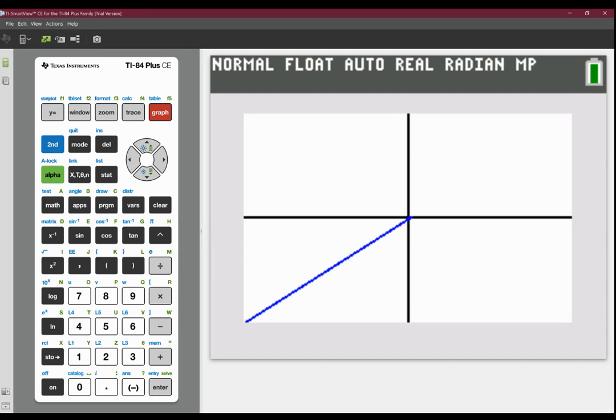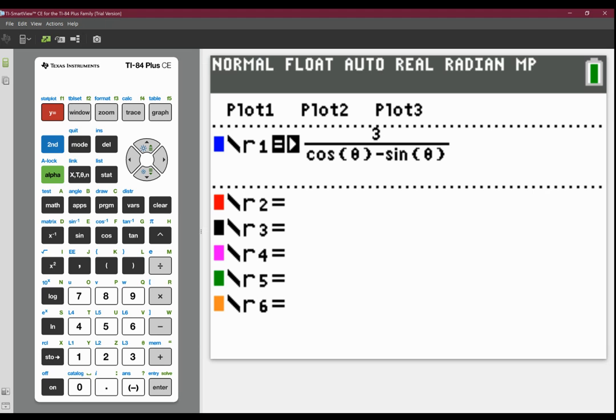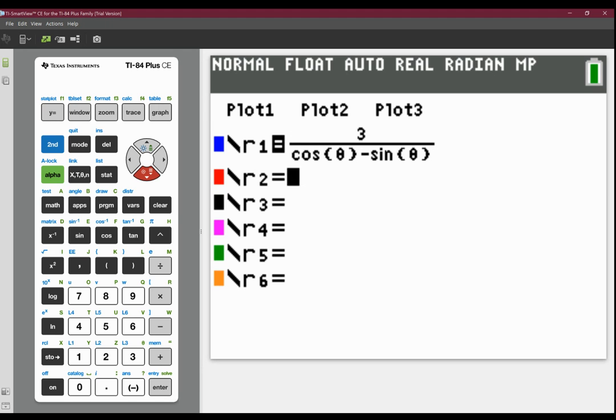You'll see that we got a line. If we would have graphed this in the rectangular system before, we would have also gotten a line, and now we're in the polar system and you can see that we also get a line. Let's clear that out.